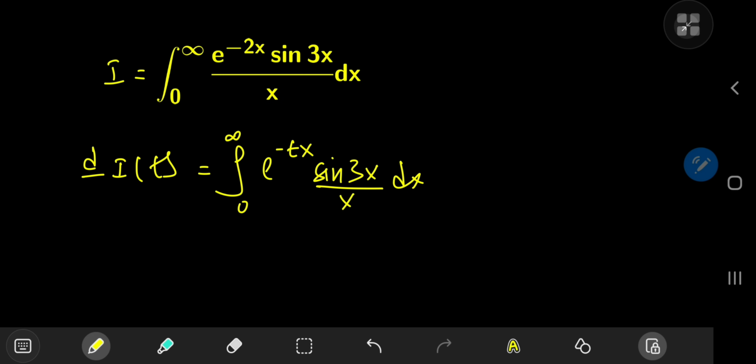And we're going to differentiate the integral function with respect to the parameter t, and can we perform the switch up of the integration and the differentiation operators?